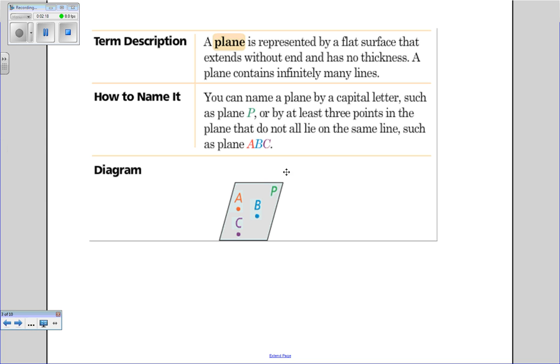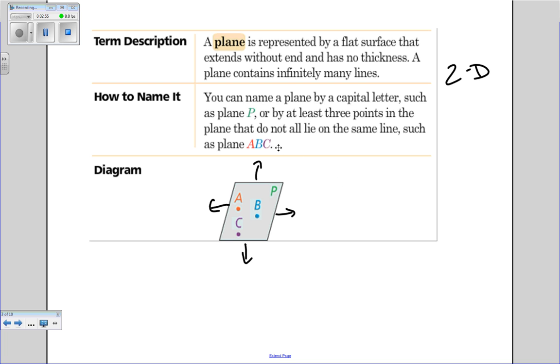A plane. Alright, a plane is a flat surface that extends without end, and yet again, it still has no thickness. So it's not going to have any depth to it, but a plane can go up and down, and a plane can go left and right. So we say a plane is in 2D. You can name a plane 2 ways. You can name it by this capital letter sitting in the corner by itself. You notice how this letter is different than A, B, or C? A, B, and C all have points. P does not have a green point, so I know that's the name of my plane.